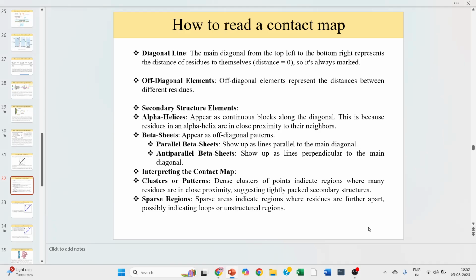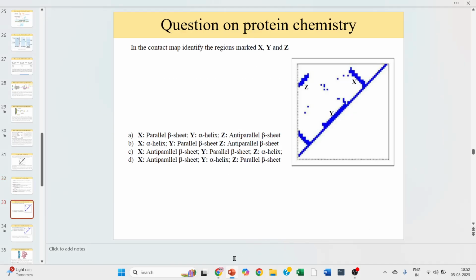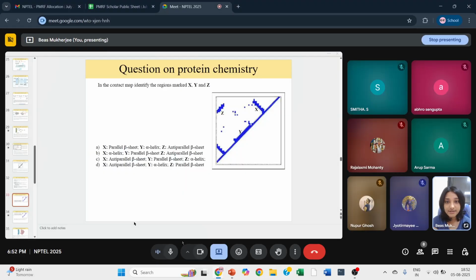Now let's try to solve this question. Right, so there is this Z, there is this X, and there is this Y. Now, based on your understanding until now, which one do you think is which? One is along the diagonal, one is perpendicular to the diagonal, and the other one is parallel to the diagonal. Try to identify X, Y, and Z. You can answer in the chat box.